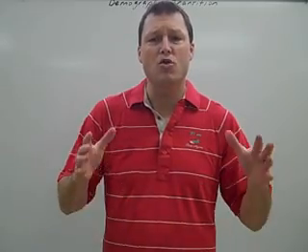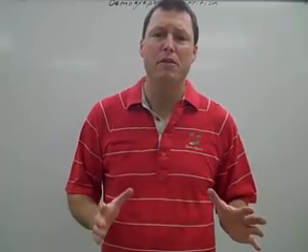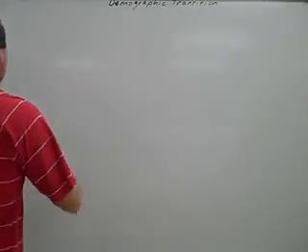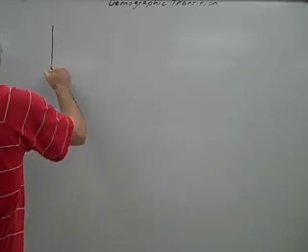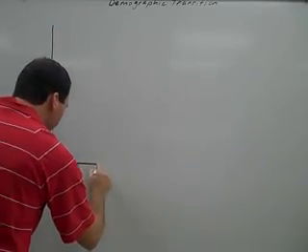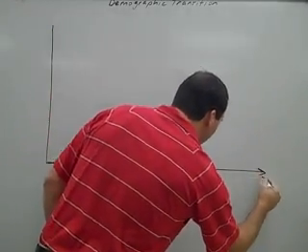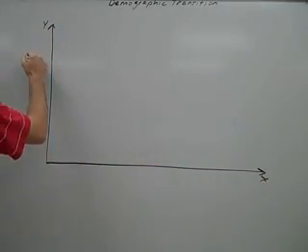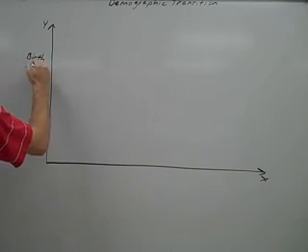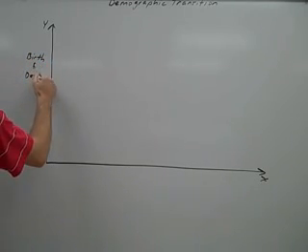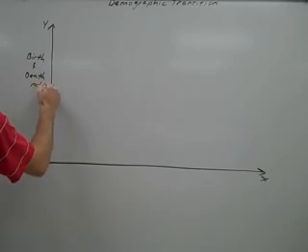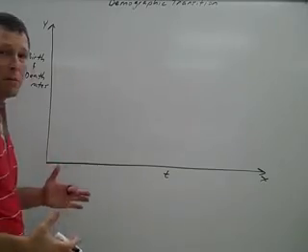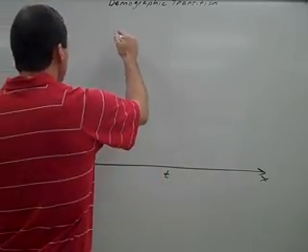So let's go ahead and draw a graph and talk about the different phases of the demographic transition. We're going to start by drawing our y-axis and our x-axis. So we'll go ahead and label those. The y-axis is going to be birth rates and death rates, and the x-axis is going to be time. We're going to go ahead and break this up into 4 different phases.